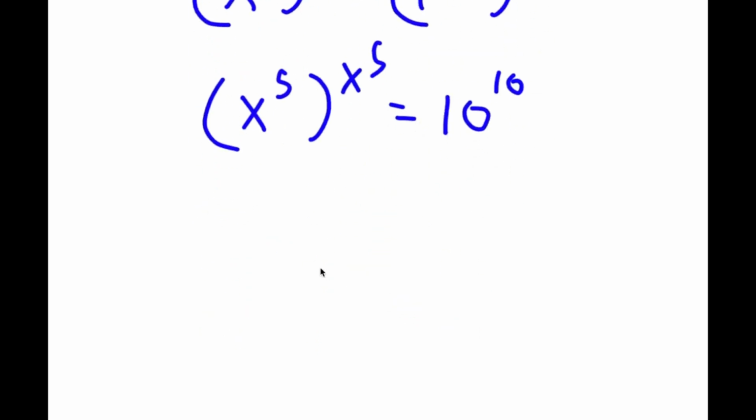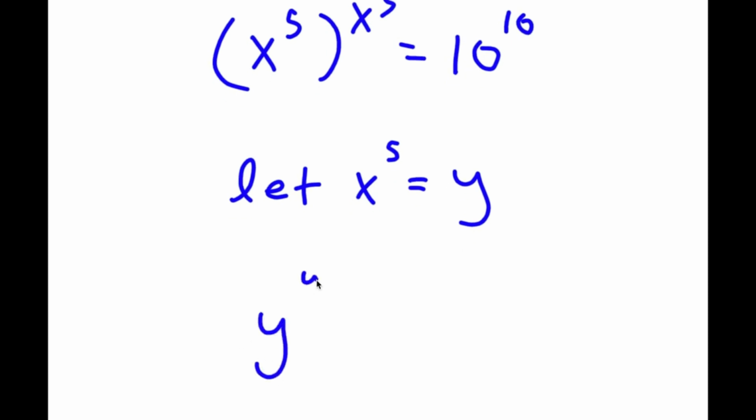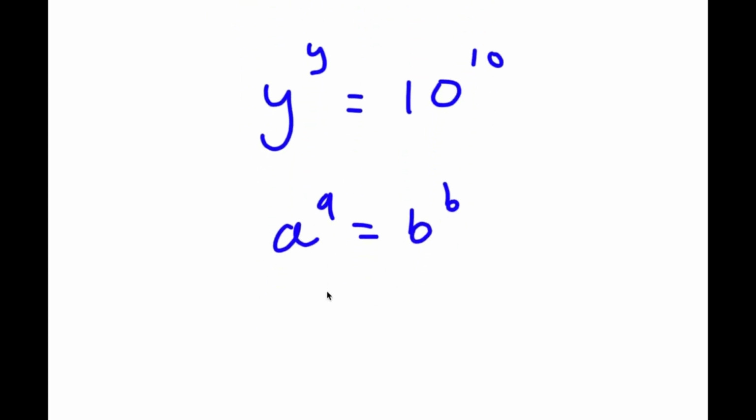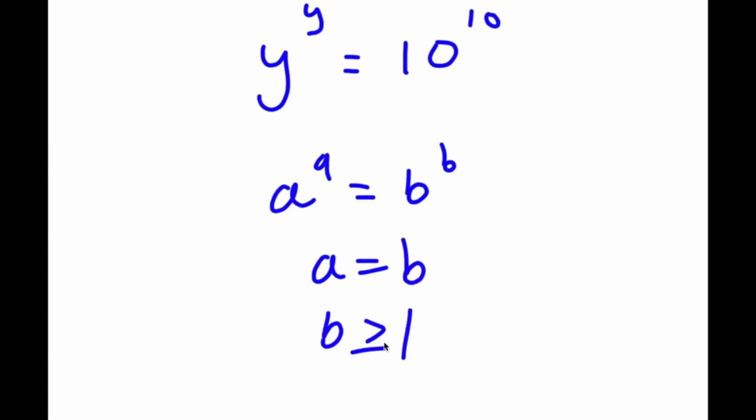Now, I'm going to let x to the power of 5 equal to the variable y. So now, if I change the places of x to the power of 5 and y, I get y to the power of y is equal to 10 to the power of 10. Now, if I have something in the form a to the power of a is equal to b to the power of b, this means that a is equal to b. But this is only if b is greater than or equal to 1.